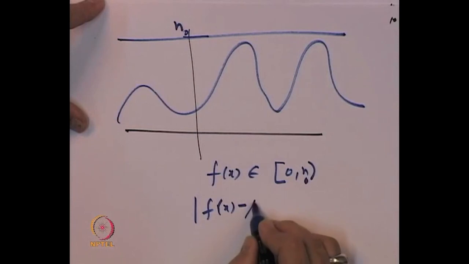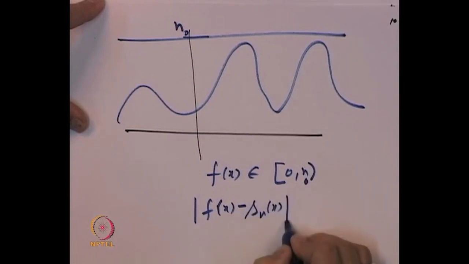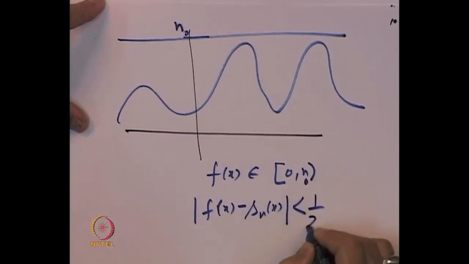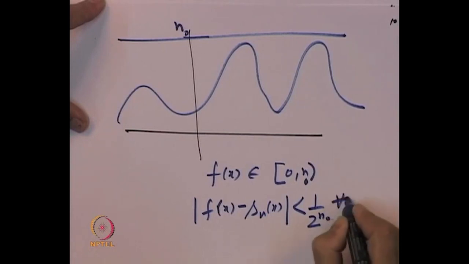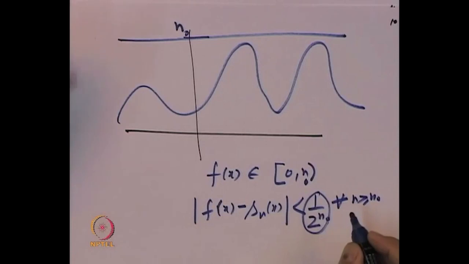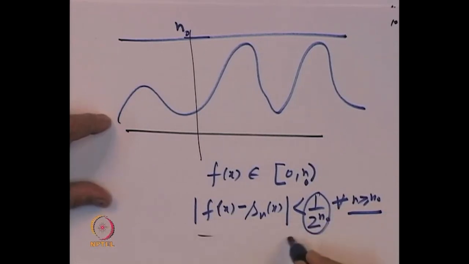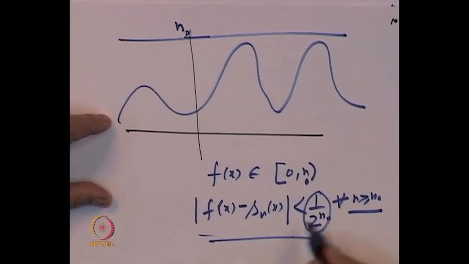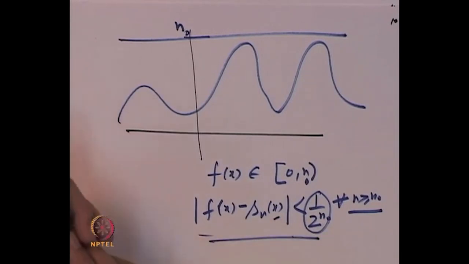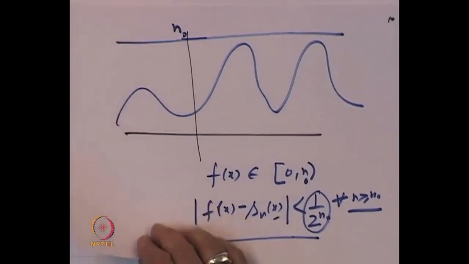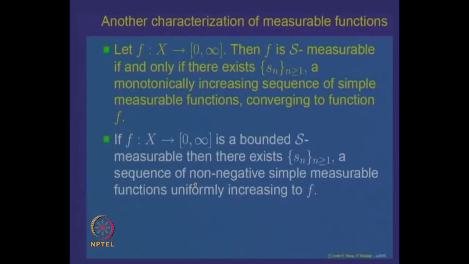Then f of x minus S n of x is going to be less than 1 over 2 to the power n naught for every n bigger than n naught. So, this works for all x. Given epsilon bigger than 0, I can select n naught such that this is true. That means the same epsilon works for every x. That means the sequence S n converges uniformly to f of x.